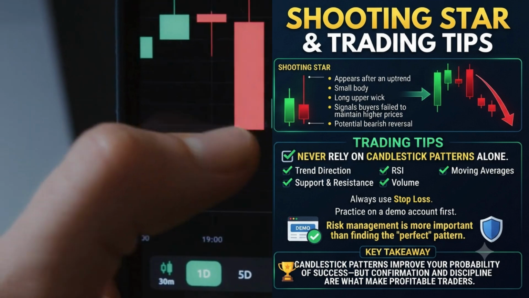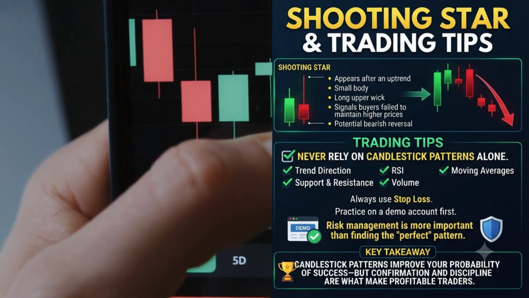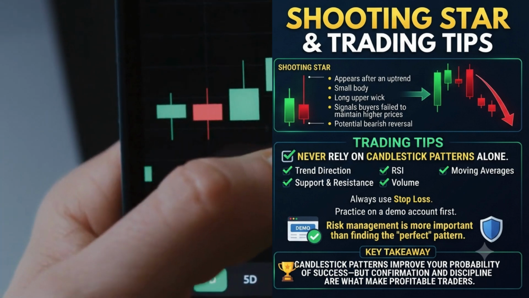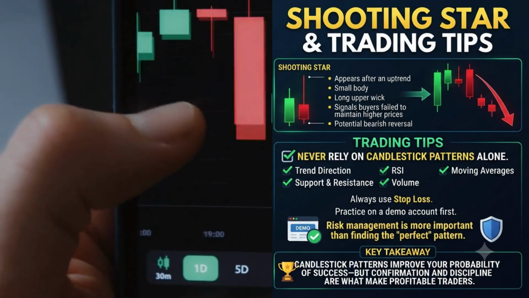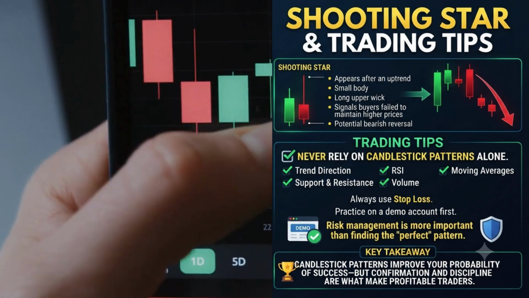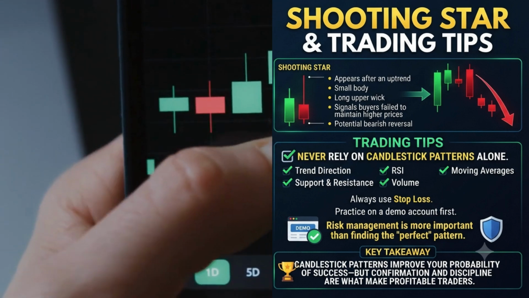Always ask yourself, is the market trending? Is the pattern forming at an important level? Do other tools confirm the setup? The more confirmation you have, the higher your chances of making quality trades.